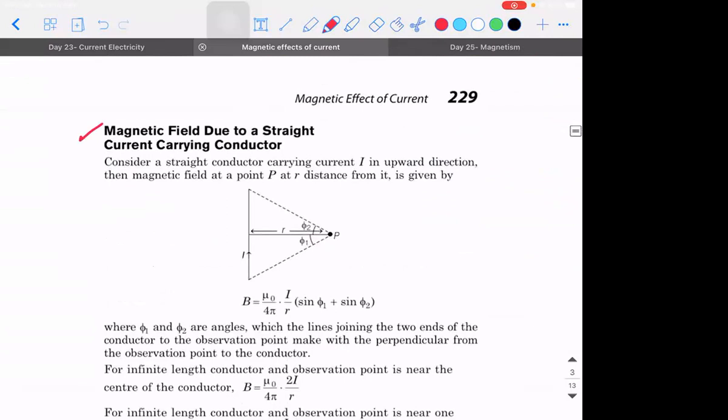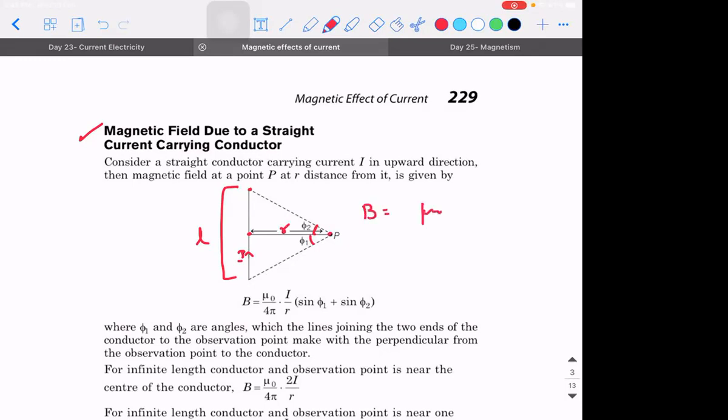Next is the magnetic field due to a straight current carrying conductor. When you have a straight current carrying conductor of finite length L, which subtends angles phi 1 and phi 2 at the point where you're trying to calculate the field, let's say the current through it is I, the perpendicular distance from the conductor to the point P is R, and the angles subtended at point P are phi 1 and phi 2.